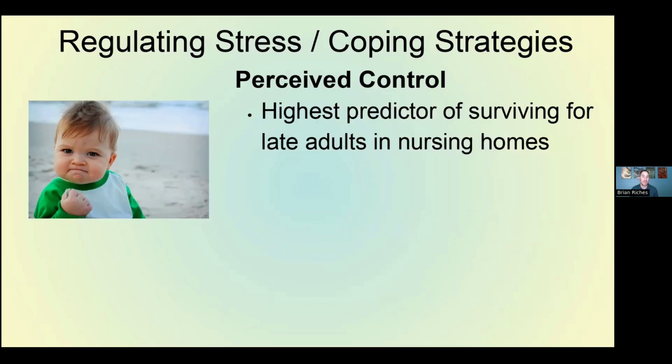So with this is a very high predictor, the highest predictor. Thinking back, I think that is what the studies said, was that it's the highest predictor of surviving for late adults in nursing homes. So if we take, let's take one person in a nursing home. They are pretty healthy. They're able to do things on their own. They can make choices. They can go to do any of the activities.